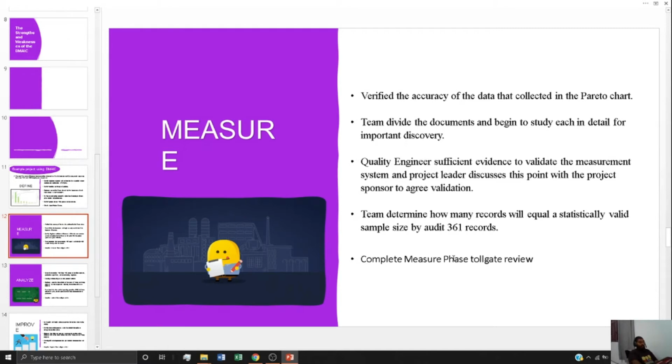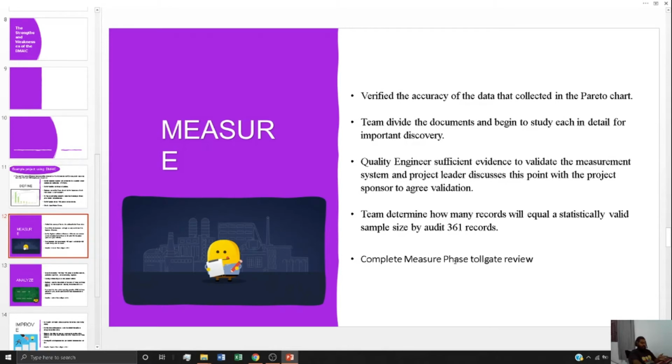Second is measure. The primary purpose of the measure phase is to define the current state by gathering the necessary data, like verifying the accuracy of the data collected in the Pareto chart. WH questions are applied to verify the data. With the questions in mind, the team can begin to look into the NCN data by dividing the documents and begin to study each in detail for important discoveries.